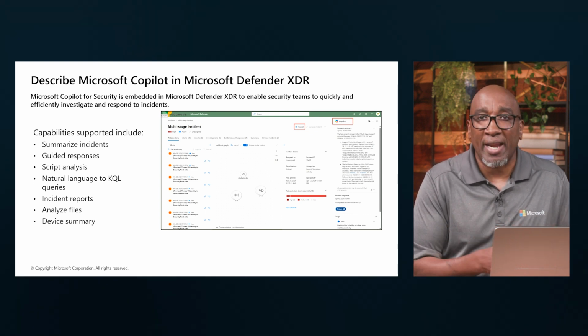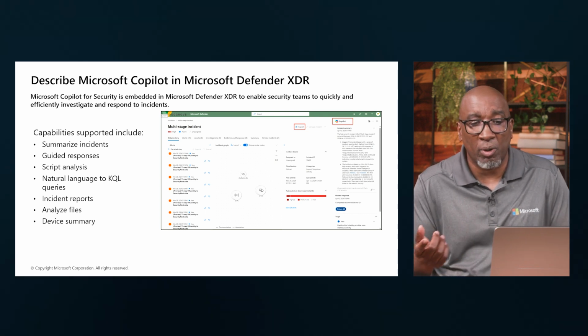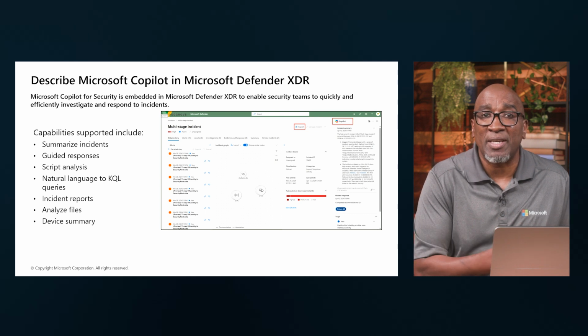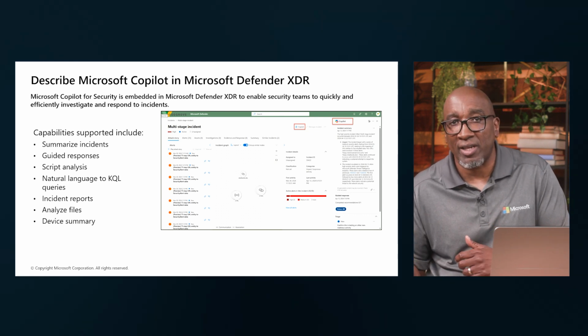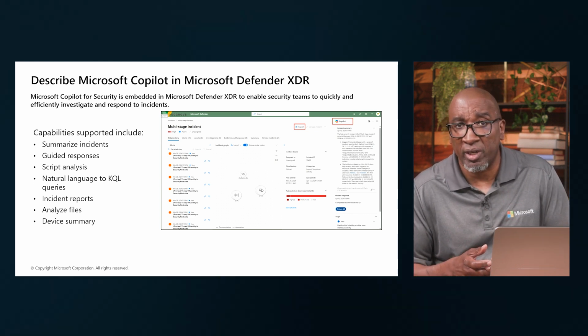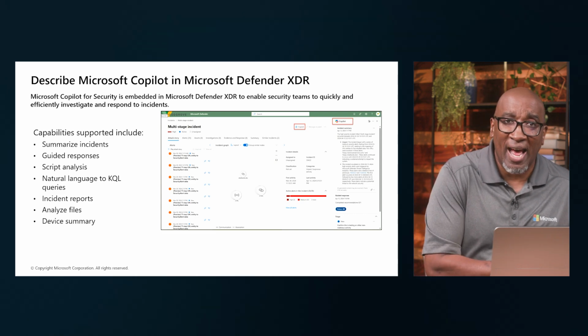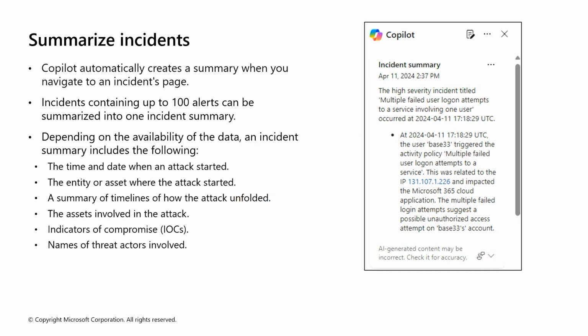Copilot will automatically create a summary when you investigate an incident's page. That summary will include things like the time and date when an attack started, the entity or asset where the attack started, a summary timeline of how the attack unfolded, and the assets involved in the attack. If there are any indicators of compromise highlighted, those will be shown, and the names of threat actors involved will be highlighted.